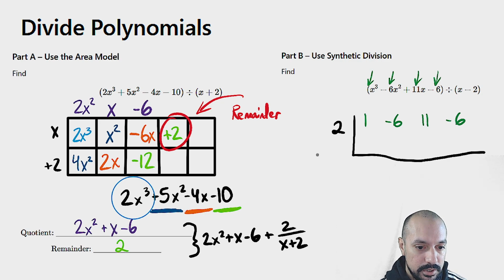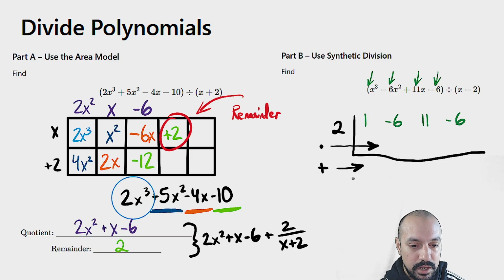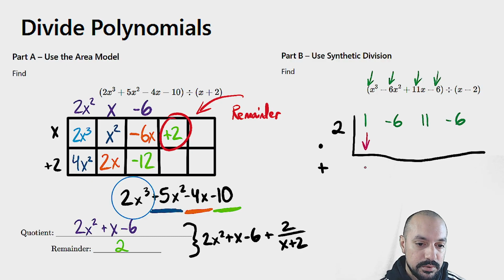I like to put a plus sign down here because we're going to add to get the values in this row. And I like to put a multiplication sign here because we're going to multiply to get the values in this row. The very, very first step is just a copy and paste. So we just copy and paste that first value.